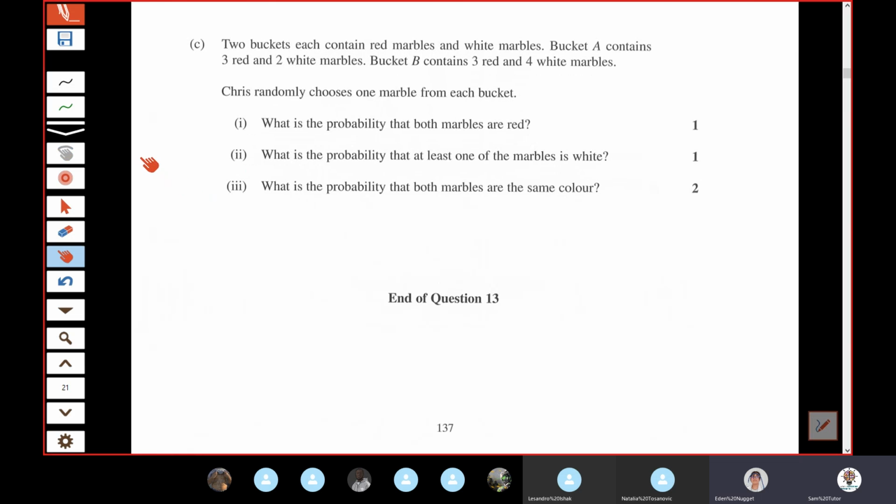When you see 1 mark for probability, you're very happy. It's meant to be easy. So just read it carefully. Try your best. BS if you have to. You'll probably be right. It's just year 9, year 10 probability.